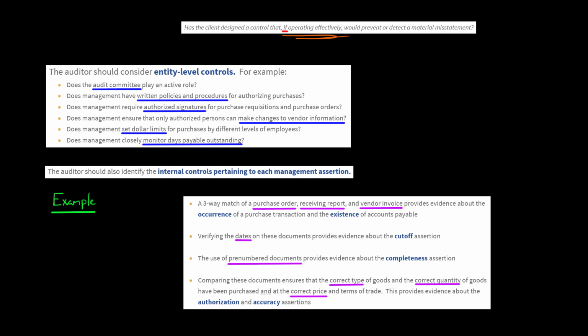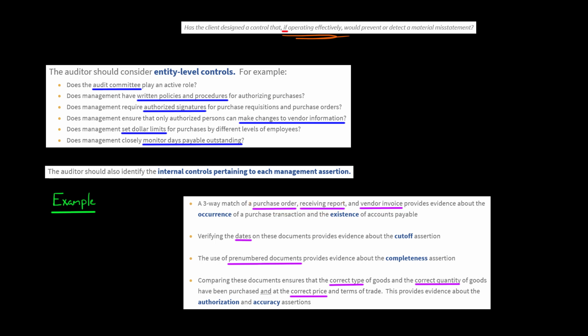One really, really important internal control with the purchasing function is a three-way match of a purchase order, a receiving report, and a vendor invoice, okay? What does that tell us? Well, management is making various assertions, okay, related to purchase transactions. They're asserting that purchase transactions actually occurred, that there was a real purchase by the company. And if you can say, well, look, we have a purchase order, we have a receiving report showing that we received the goods, and we have a bill from the vendor. That's strong evidence that there really was a purchase.